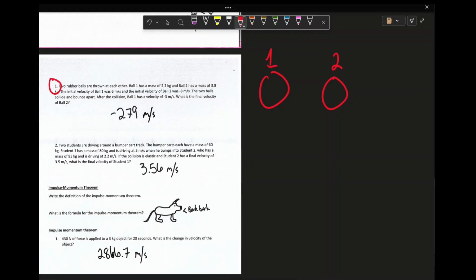Ball 1 has a mass of 2.2 kilograms, and ball 2 has a mass of 3.8 kilograms. Initial velocity of ball 1 is 6 meters per second. Ball 2 is -8 meters per second. They collide and bounce apart after the collision, so I'm going to add some VI's here. After the collision, ball 1 has a velocity of -3. The question at hand is, what is the final velocity of ball 2?